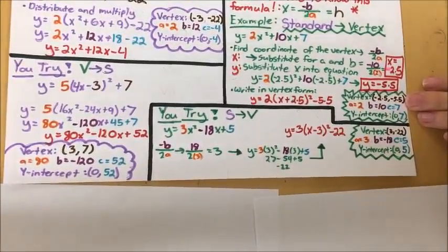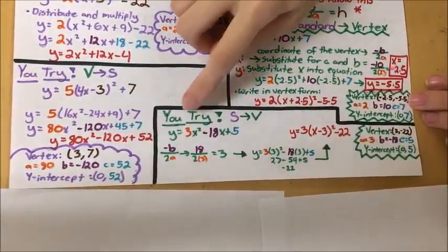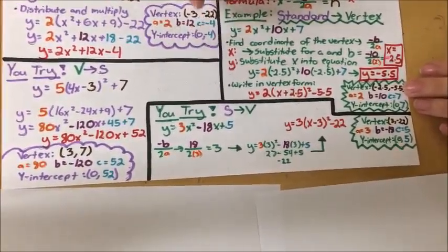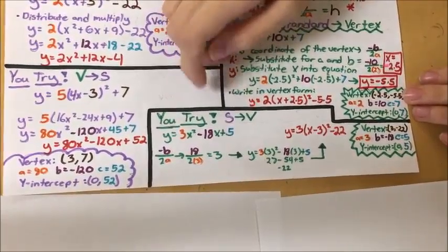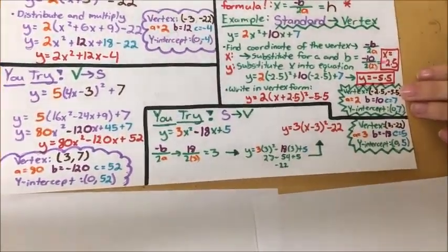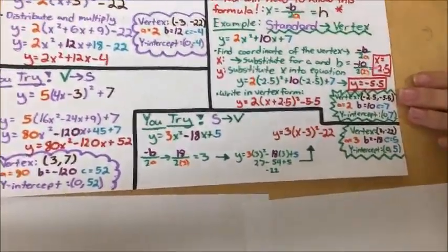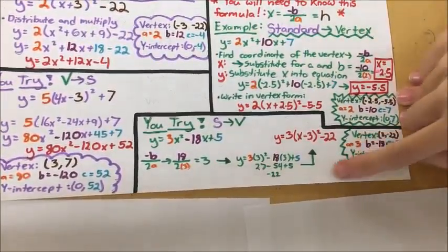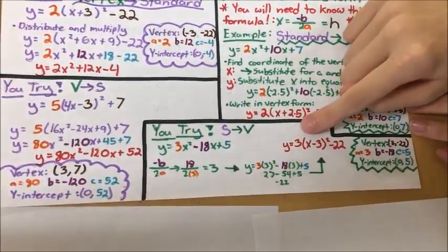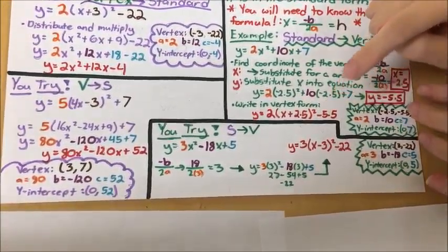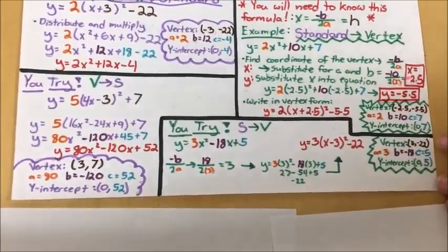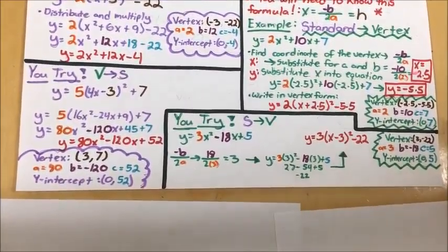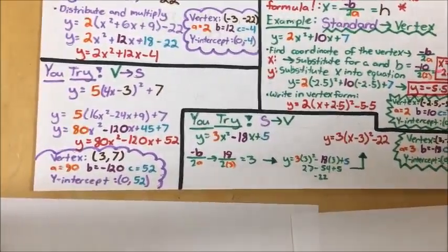Then for the standard to vertex form, it's y equals 3x squared minus 18x plus 5. So we'll use the opposite of b over 2 times a to get 18 over 2 times 3, which equals 3. And then we'll substitute that in for the x value in this equation, and we'll get that y equals negative 22. So y equals 3 times x minus 3 squared minus 22. And your vertex is at 3, negative 22. A is 3, B is negative 18, C is 5, and the y-intercept is 0, 5.